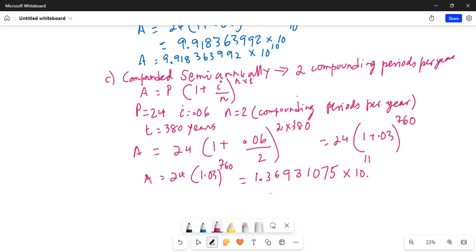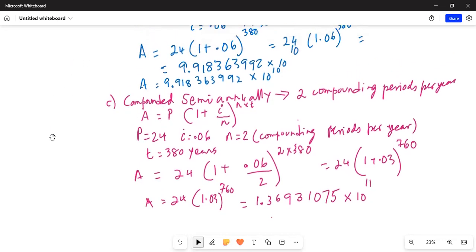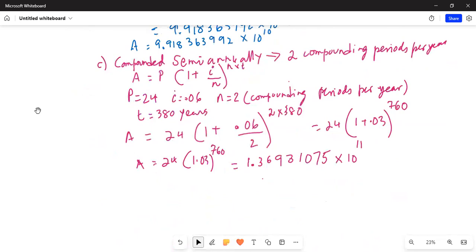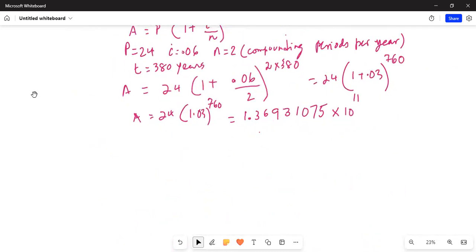Okay. The last one, let's read the problem. The last part of the problem says, if I move it down, the last part is compounded continuously. So you have to use the formula for continuous compounding. And that formula is, let me change the color of the ink and go back to blue. Okay. Last part, Part D, is continuous compounding.